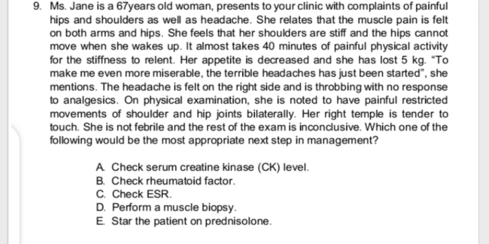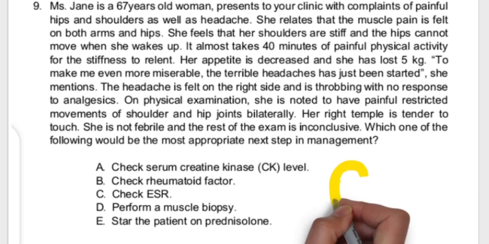On physical examination, she is noted to have painful restricted movements of the shoulder and hip joints bilaterally. Her right temple is tender to touch. She is not febrile and the rest of the exam is inconclusive. Which one of the following would be the most appropriate next step in management? The answer is C. Check erythrocyte sedimentation rate. Check for acute infection. At least you can do something and then continue with the other.